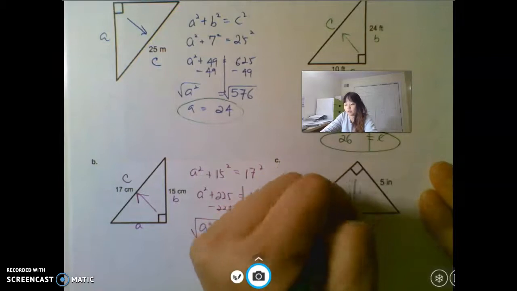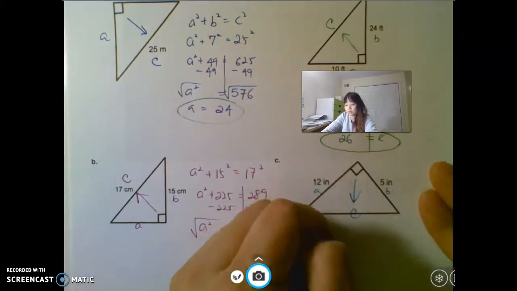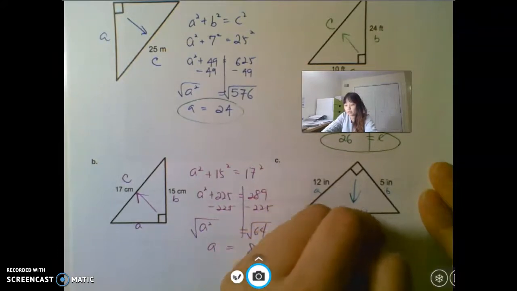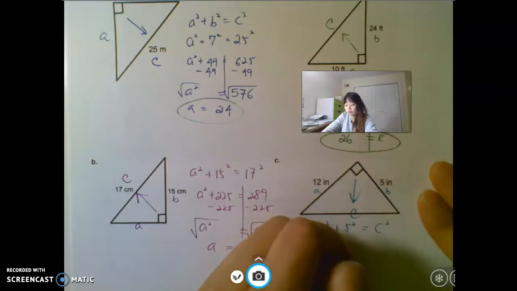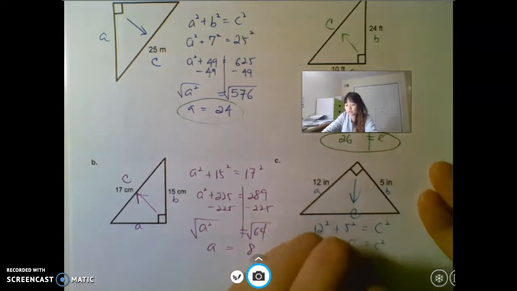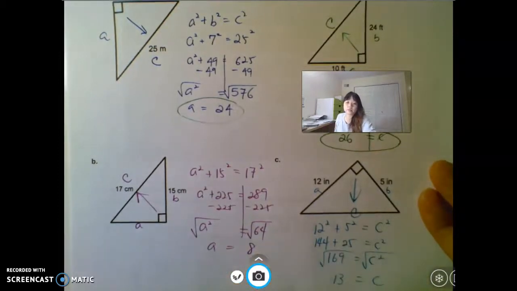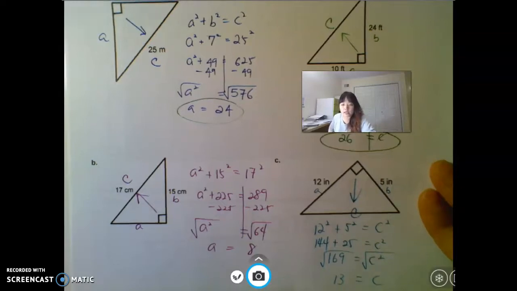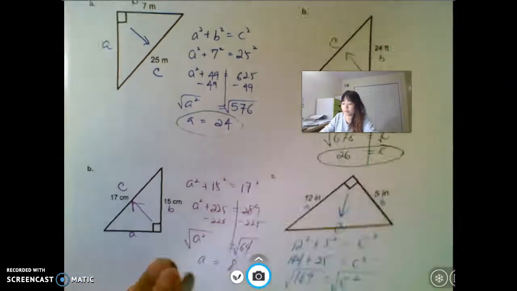The last one, so label the C and A and B. Could be any way you like it. A and B doesn't matter. So it's 12 squared is 144. 5 squared is 25. That is 169. That's C squared. Take the square root. 13 is the C. I went over this fast because I know you know how to do this, and this is not the main topic for the first day.